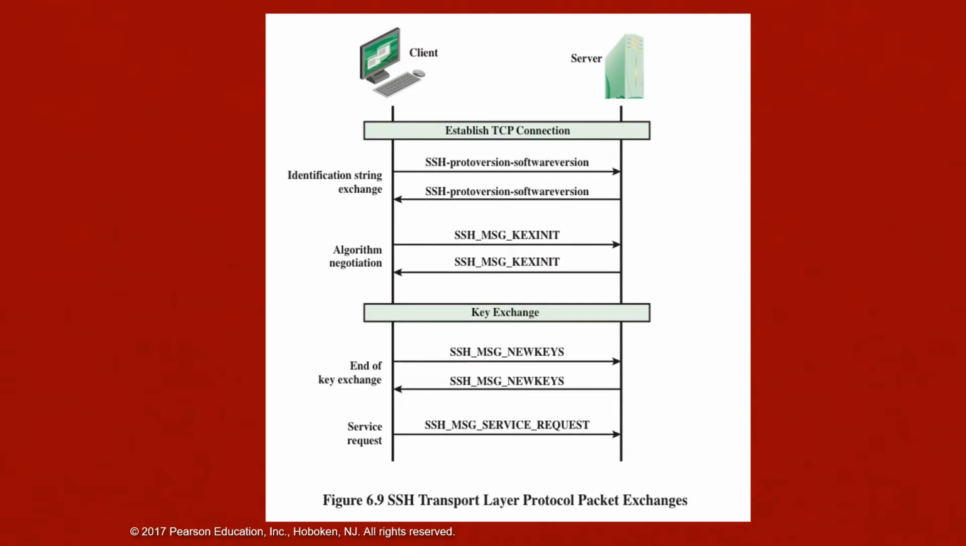This figure illustrates the sequence of events in the SSH Transport Layer Protocol. First, the client establishes a TCP connection to the server. This is done via the TCP protocol and is not part of the Transport Layer Protocol. Once the connection is established, the client and server exchange data, referred to as packets, in the data field of a TCP segment.